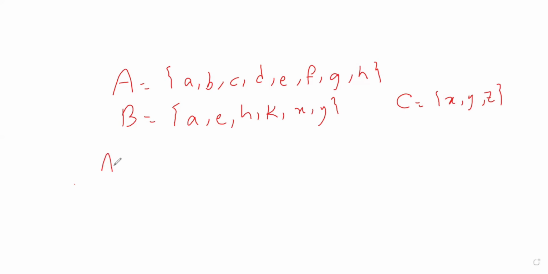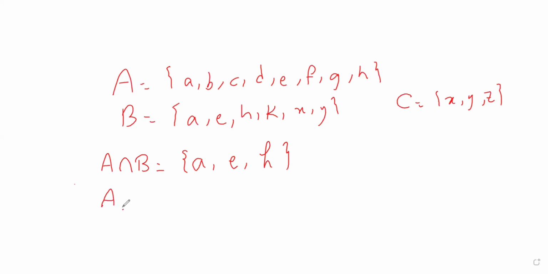So let's find A intersecting B. If you want the intersection, we have to find all the common elements between A and B. A is a common element between them. B is not, C is not, D also. We have E is a common element. F is not, G is not. Also we have H is a common element. So A, E, and H are the intersection between the set A and the set B.